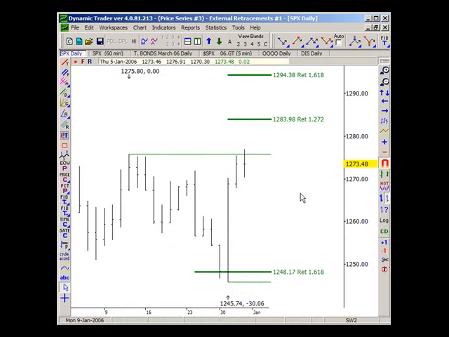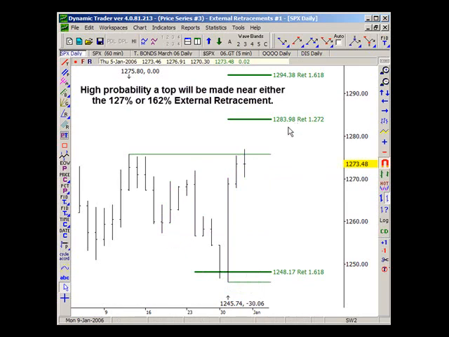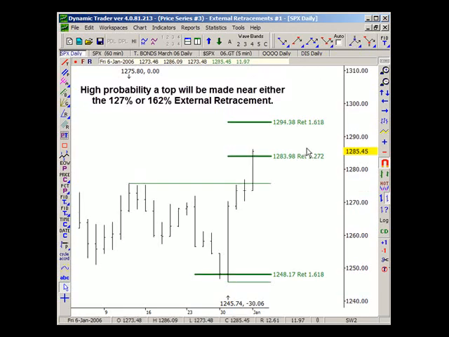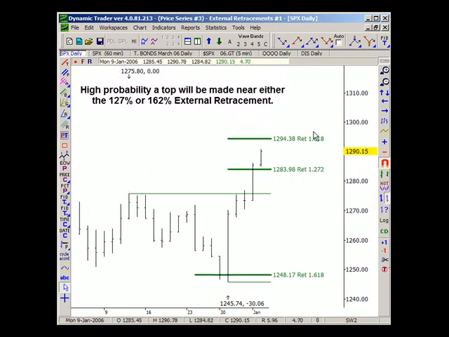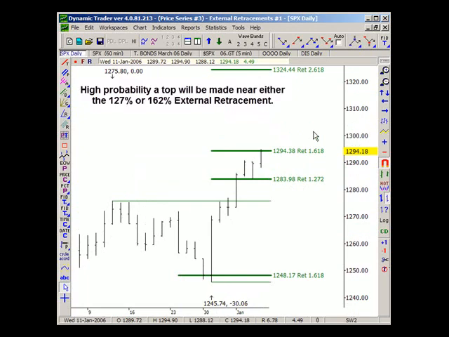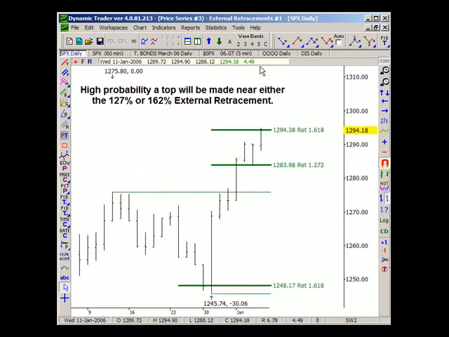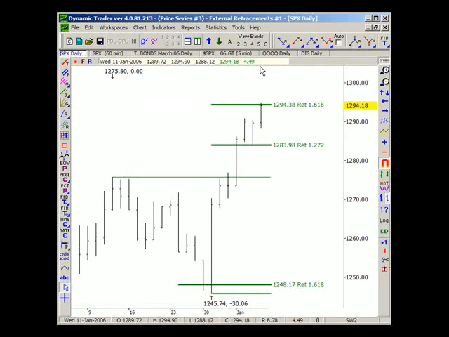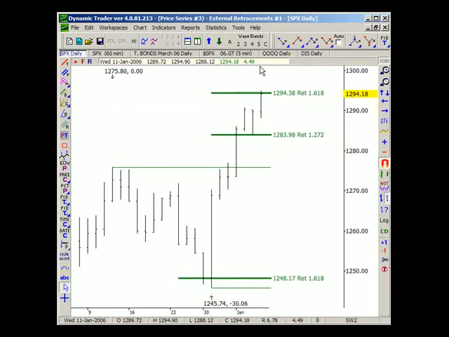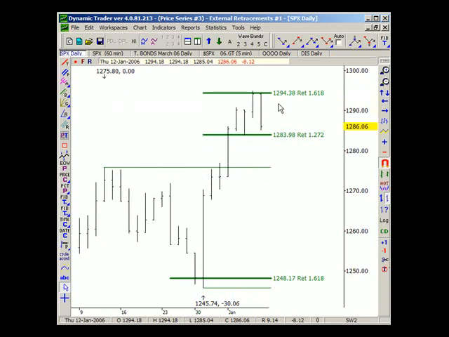So let's advance the data, and there's a high probability that we'll have a top either near the 126 or the 162. So let's add some data. We've just closed above the 127, and so we'd be looking at the 162 for high probability for resistance. Now, as of the last bar in the chart, it's just slammed against this daily data, the 162 external retracement.